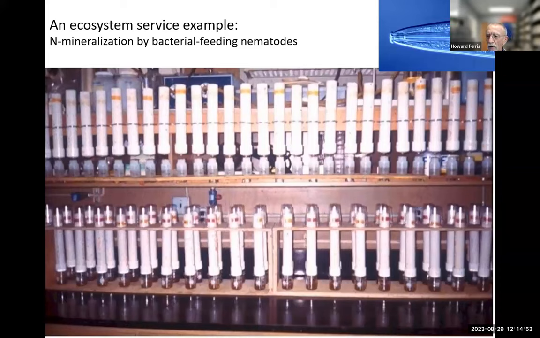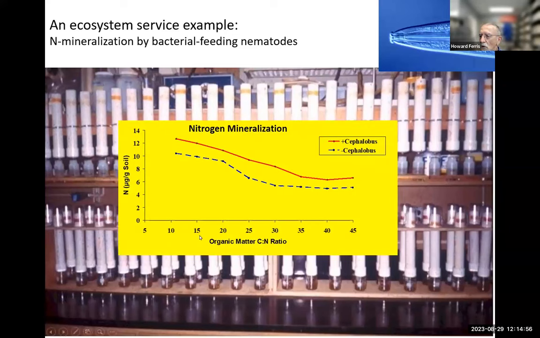And when we do that, what we find is, with organic matter of different carbon to nitrogen ratio, here's a low carbon to nitrogen ratio, alfalfa meal, to a high carbon to nitrogen ratio, much more straw kind of material, and one species of nematode, Cephalobus, either present or absent. When the Cephalobus was present, there was 15 to 20% more nitrogen being mineralized in these flasks on a daily basis than when the nematode was absent. And the nematodes were feeding on the bacteria and excreting the excess nitrogen.